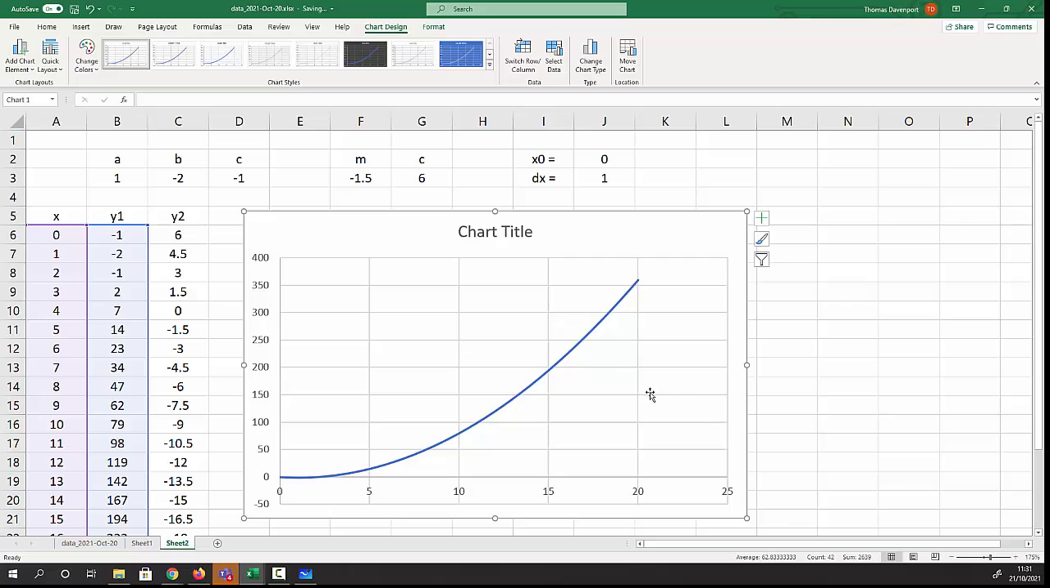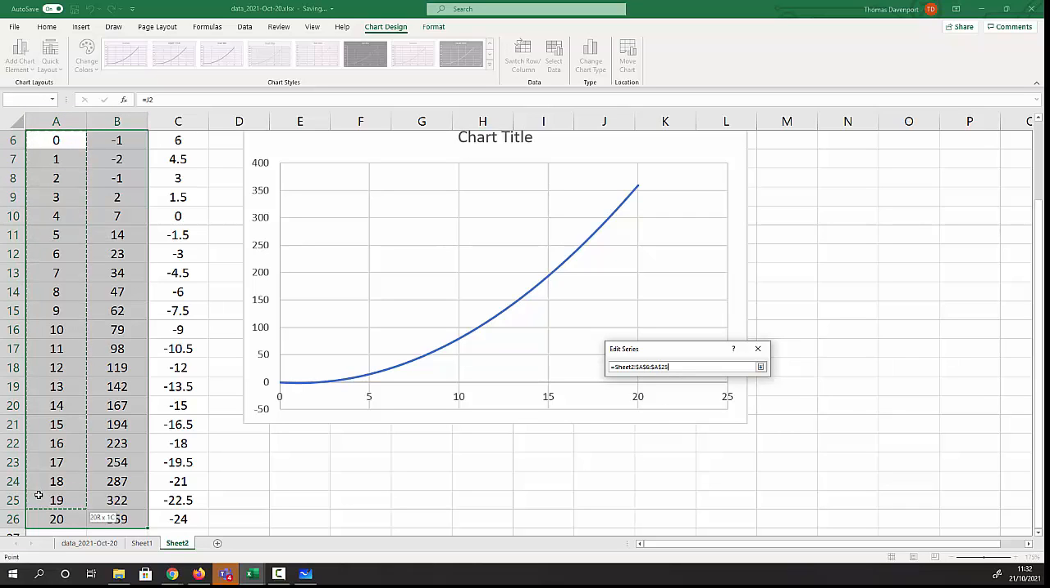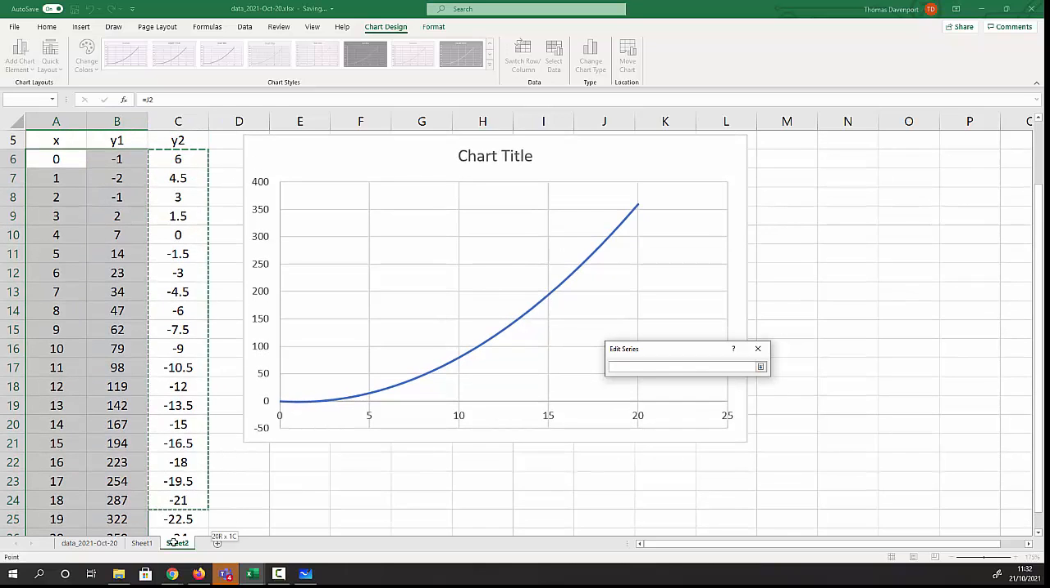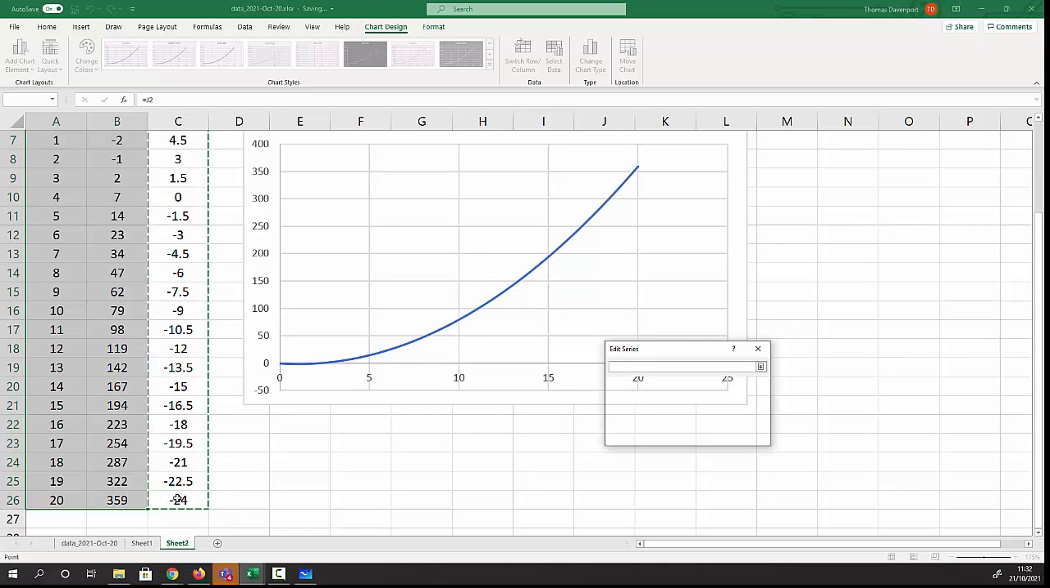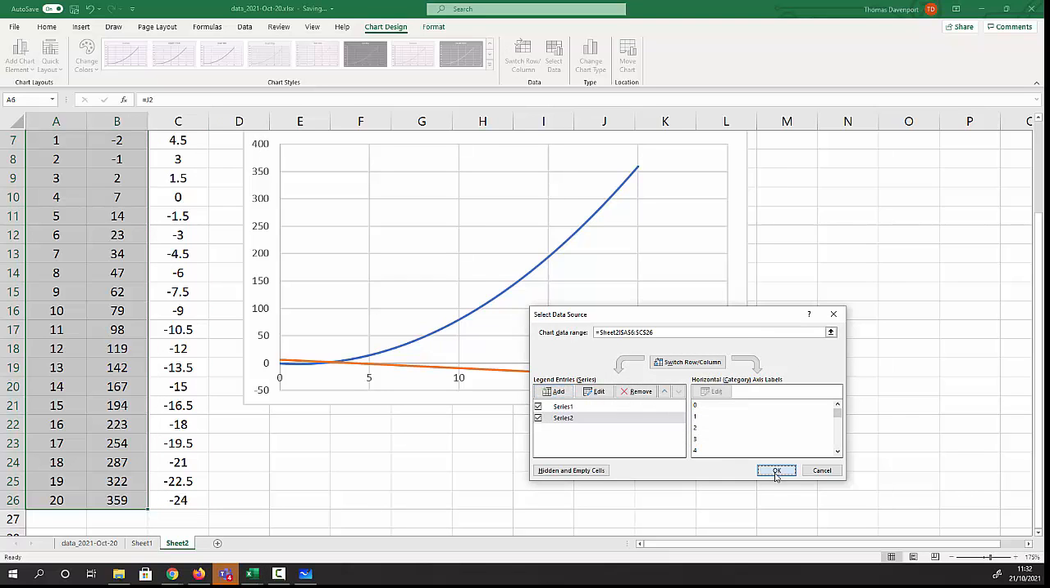Right, and now what I'd like to do is to add the straight line to that, so I'm going to right click that, I'm going to select data, I'm going to add a new series, and the series x values are going to be from A6 down to A26, so that's my x values, and my y values, so from C6 down to C26. Okay, so that's okay, and okay to that.